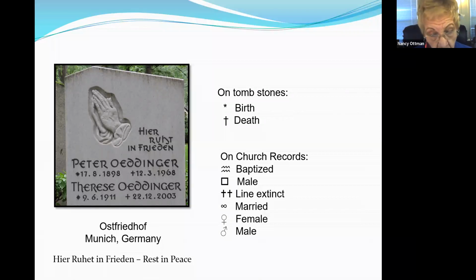I've seen it in many local Ohio references. And in the church records, you'll also see the other things that I have listed here. The two little wavy river water signs for baptism, a square for male, two crosses being the line extinction, the marriage symbol, the female symbol, the male symbols. They're in your handouts. But you will see those in church records as a shorthand that is used.